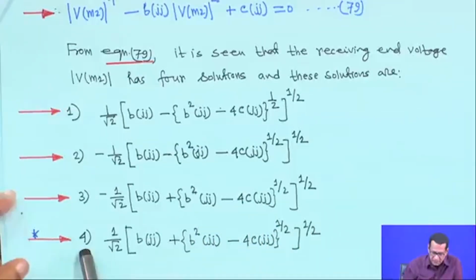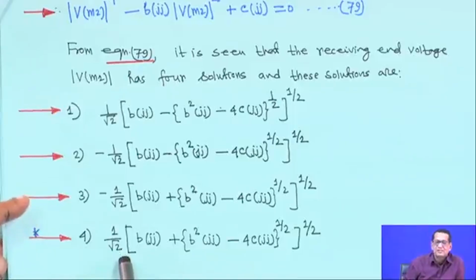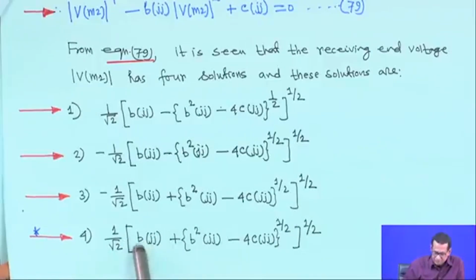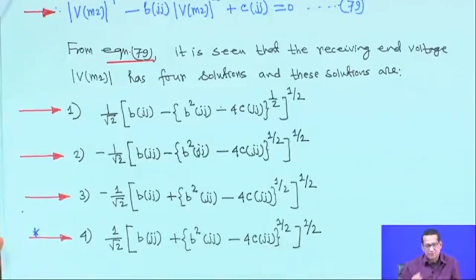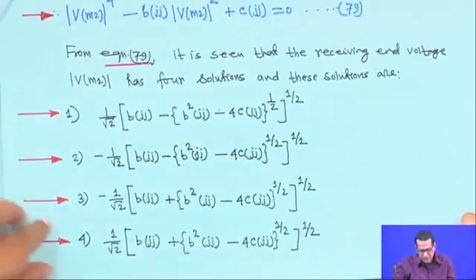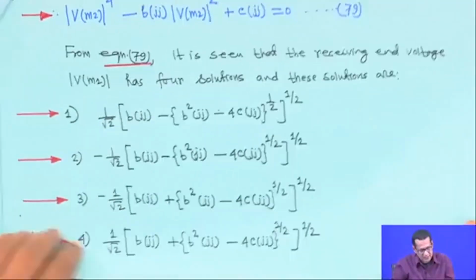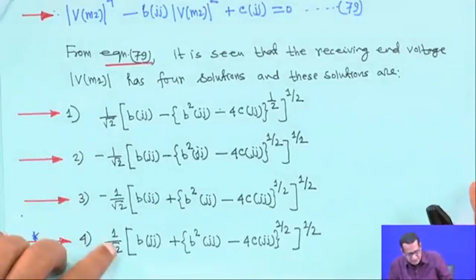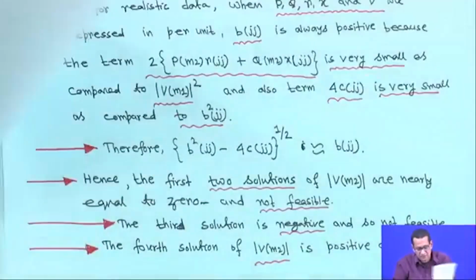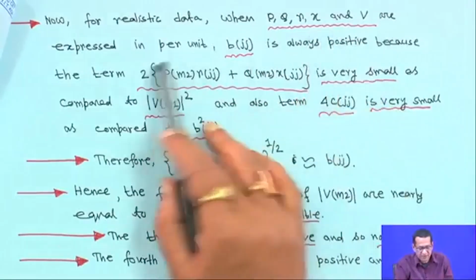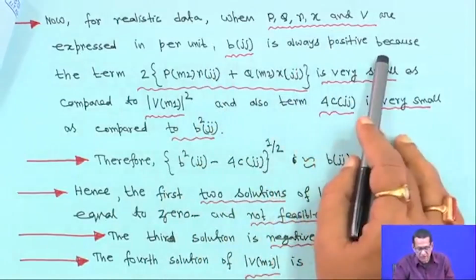And the fourth one is actually the feasible solution. Whatever form we have put the equation in, we used it for the second method of the load flow studies. Therefore it is 1 upon root 2 into (Bjj plus (B square jj minus 4 Cjj) to the power half). So the first three solutions are infeasible; only this one is feasible. Why? For realistic data, when P, Q, R, X and voltage are all expressed in per unit, Bjj is always positive.